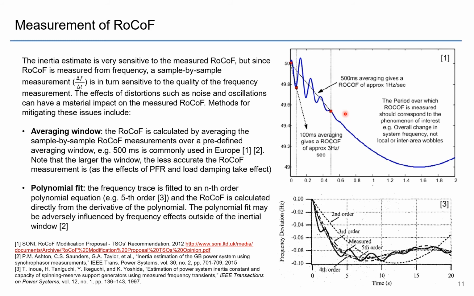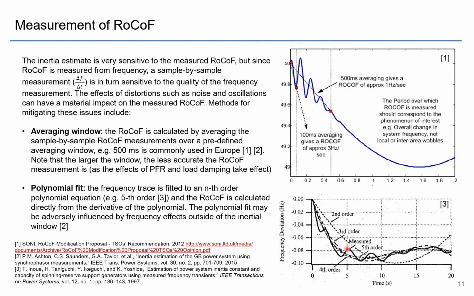An alternative option is to use a polynomial fit to the frequency trace. So rather than taking an averaging window, we try to fit a polynomial to this frequency trace. Here you've got some oscillations in the frequency trace and you're trying to fit a polynomial to that trace. Inoue, who proposed this back in the 90s, was looking at the Japanese system, and there were quite a lot of oscillations between two regions, and he found that a fifth order polynomial fit worked pretty well.